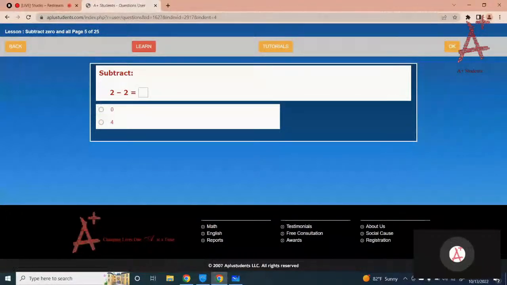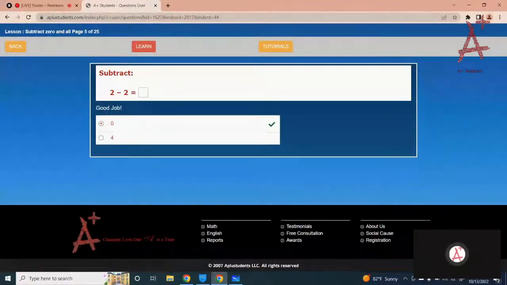Okay, now you have 2 subtract 2. You are subtracting a number from itself. Got it? 2 subtract 2. The number is the same. When you subtract a number from itself, the answer is 0. Got it? So 2 minus 2 equals 0. You can use an example. You have two candies. So you have eaten both of them. How many candies are you left with? 0. Got it? So 2 subtract 2 equals 0. So select the correct option and click on the OK button.